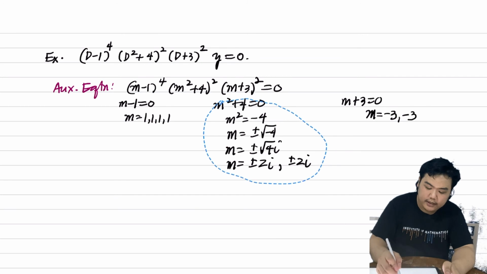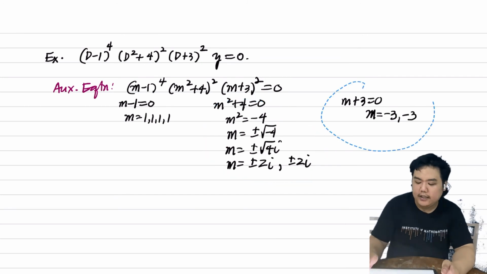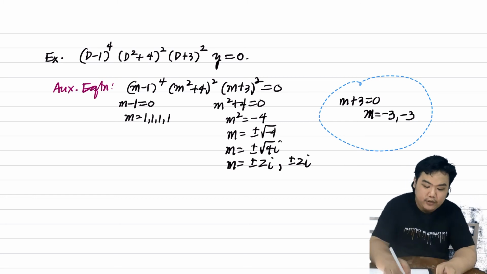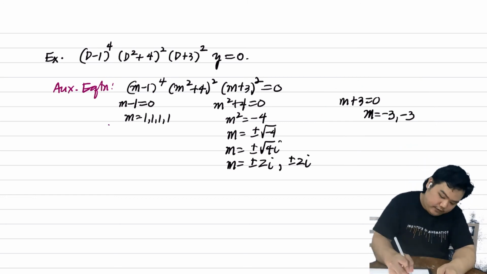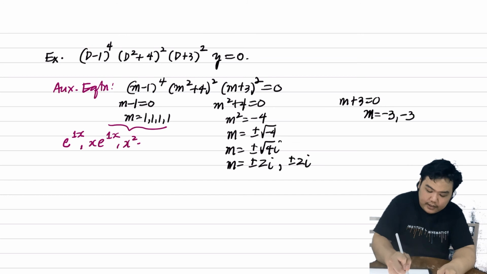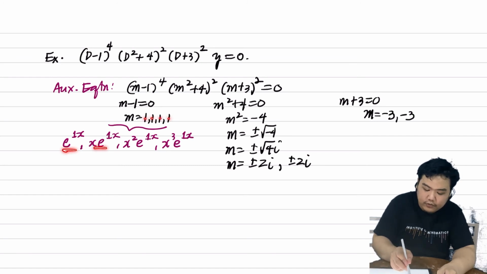Okay, so bigyan lang natin ng space ang bawat isa. So, hahanapin lang natin yung linearly independent solutions for each root. So, for the first one, it's e raised to 1x multiplied by x multiplied by x again and then multiplied by x again. Okay, stop na kasi ilan na to? 1, 2, 3, 4.